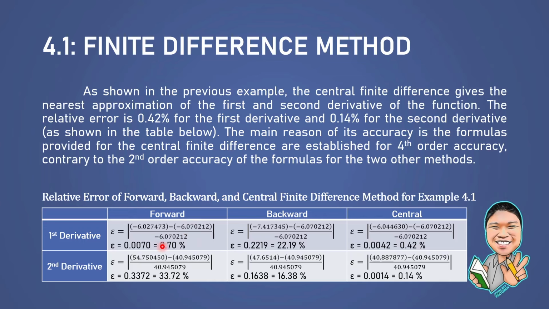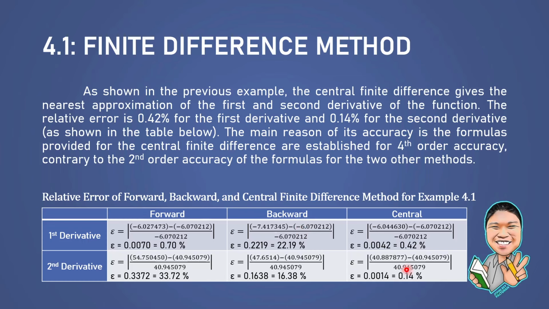So, for the forward, yung first niya is 0.7%. So, di ba, accepted pa yung 0.7. But yung second derivative, kasi yung na-compute natin doon is 54.75 something eh. Pero yung exact is 40.945. Ang layo. 33.72 ang error. Sobrang layo nun. For the backward, ang lalaki din ng error. So, yung central, less than 1%.